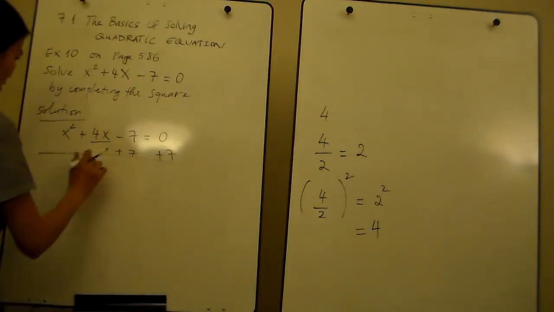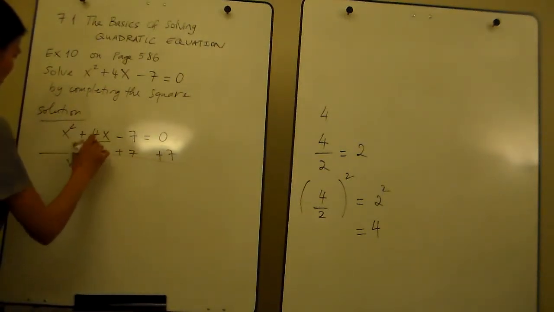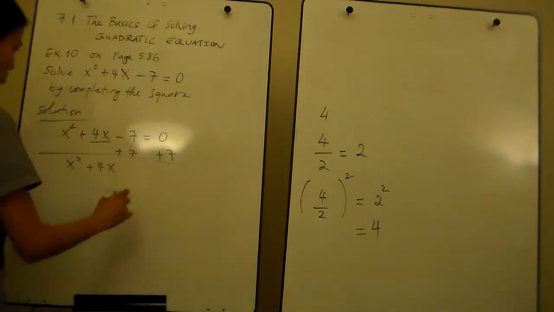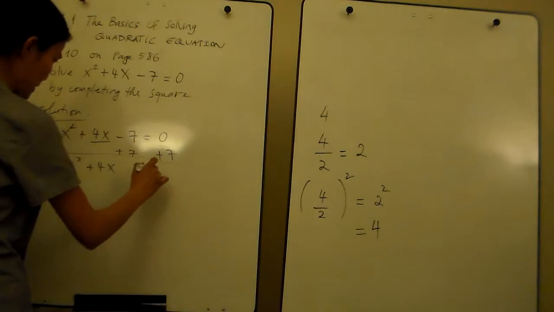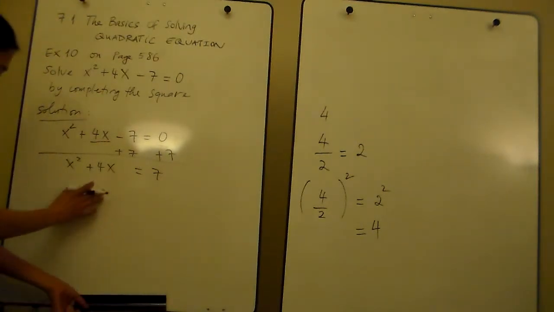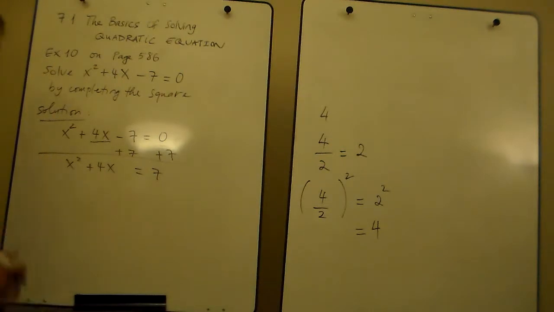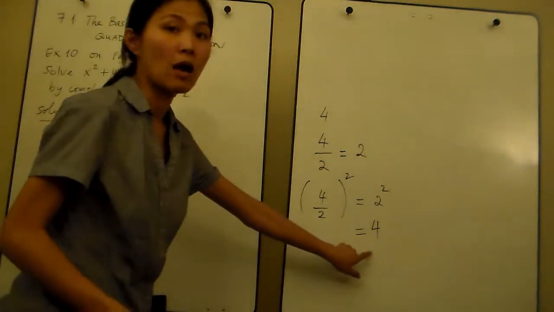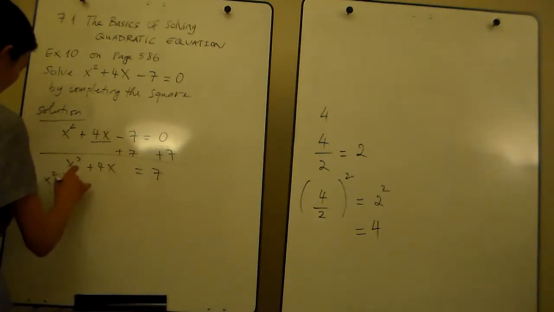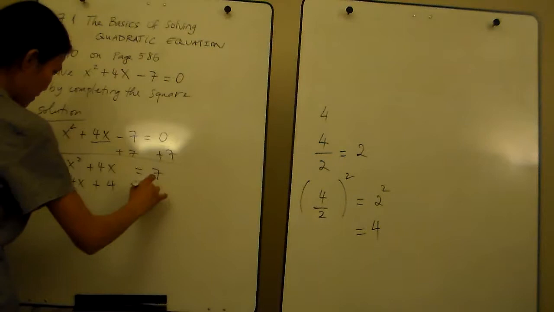Then I get x squared plus 4x. Negative 7 plus 7 is 0. 0 plus 7 is 7. Now, when I only have 2 terms, x squared plus 4x, now I can add this constant 4 on both sides. So x squared plus 4x plus 4 equal to 7 plus 4.